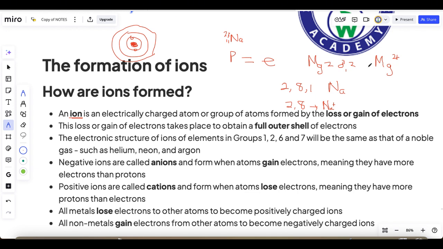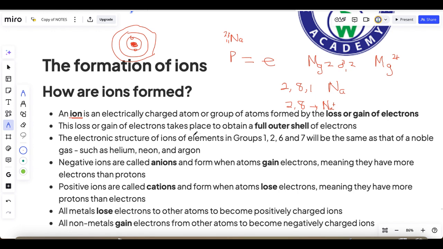So we say when you give, like lose means you give, not like you lost it, not like really lost, like you give it out. When an atom gives electrons out, it becomes positively charged. Now, what if you gain electrons? When you become the one who receives, instead of giving, you are not the giver, you are the receiver, you become negatively charged.